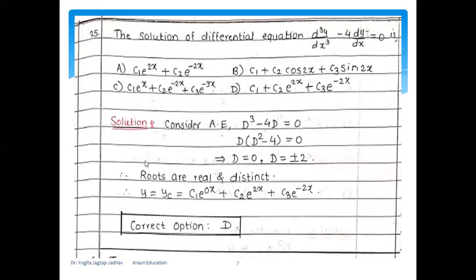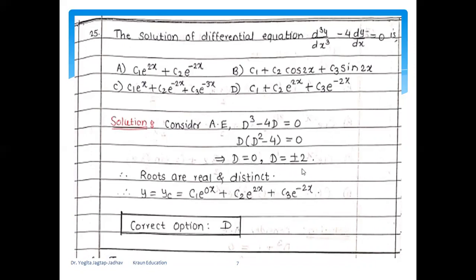Now, in the 25th example, the given linear differential equation is d cube y upon dx cube minus 4 dy by dx equal to 0. By assigning d by dx equal to capital D, we get the auxiliary equation in this form, d cube minus 4d equal to 0. From these two terms, we can take d common. Therefore, here we get d times d square minus 4 equal to 0. Comparing each term with 0, we have d equal to 0 and d square minus 4 equal to 0. This gives us d equal to plus and minus 2.